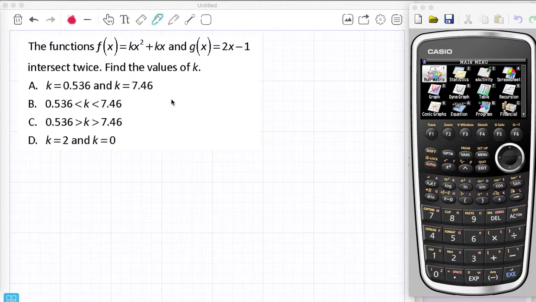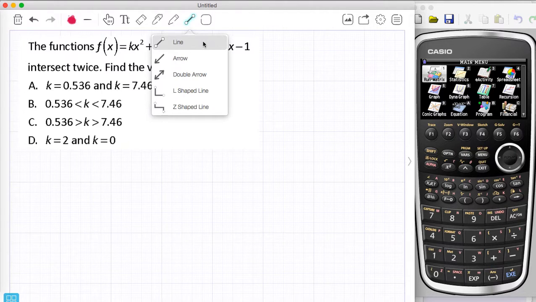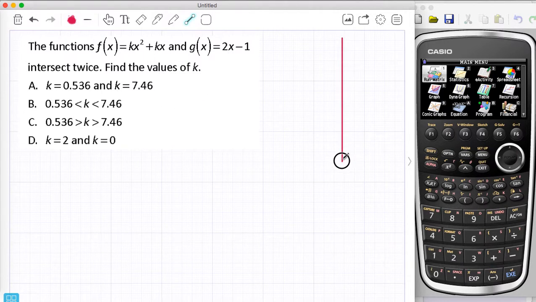I've got a little SL question here. It's come from my daily questions, and if you have a read of it, we've got two functions and they intersect twice. Find the values of k. So I've got a quadratic and a straight line, and if they intersect twice, basically that means that whatever this quadratic is, it comes around like that, and you've got a straight line that goes through it in two distinct places. So we've got two solutions.